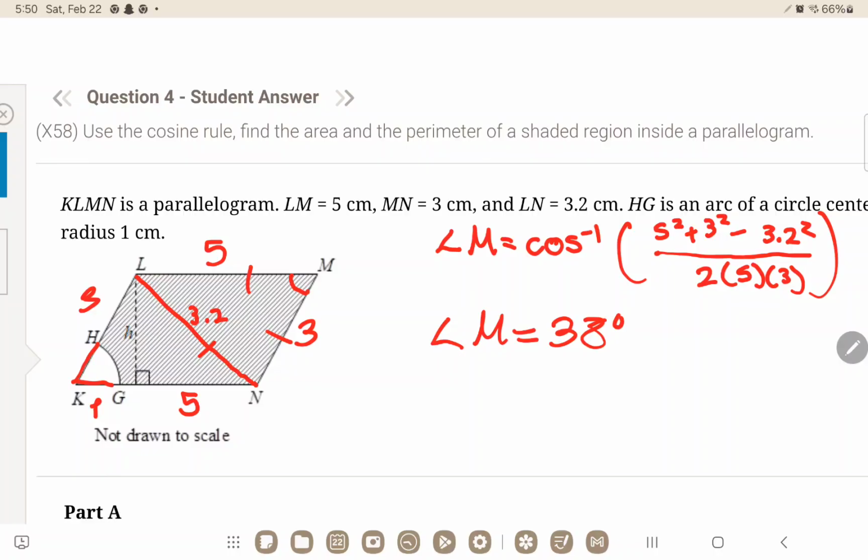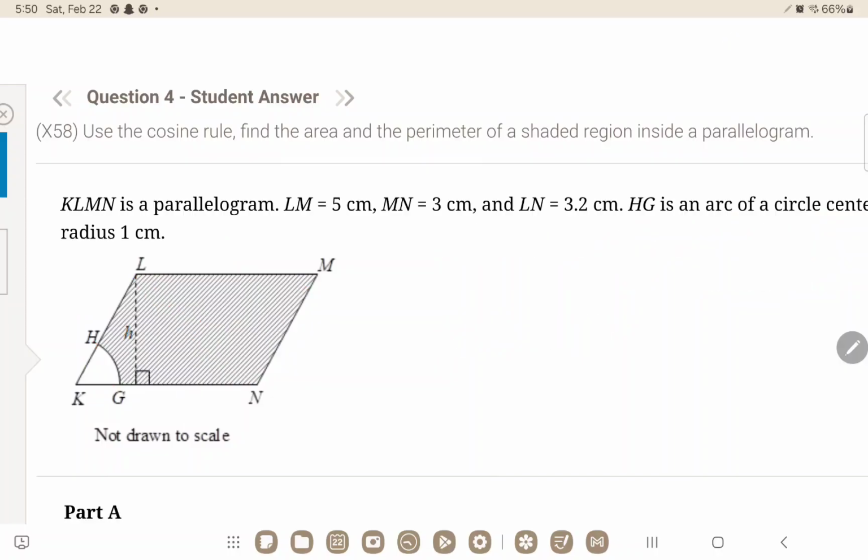Now for the second question, they asked us for the area of the shaded region. What's the shaded region? It's everything other than this part here. Now how do we find this? First, let's go back and write our measurements.